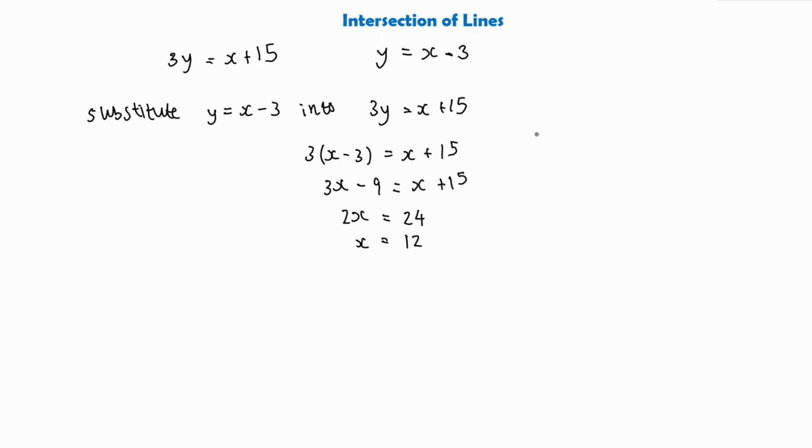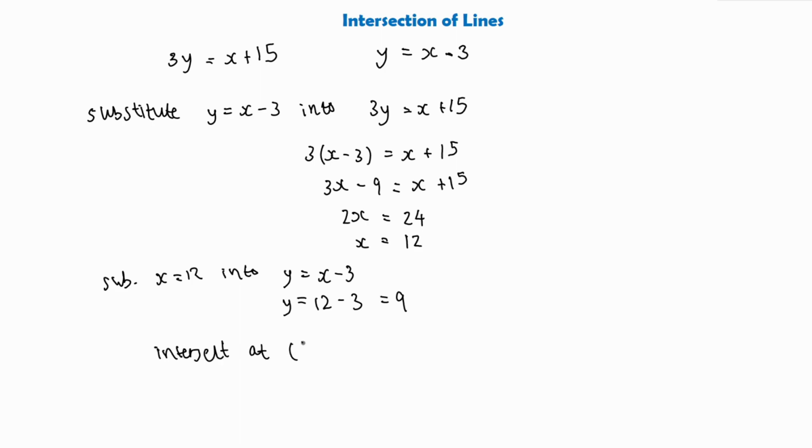And then all we have to do is just substitute x equals 12 into one of the equations. Let's just go with y equals x minus 3. So y equals 12 minus 3, which equals 9. So again, we say that the lines intersect at the coordinate 12, 9. So this is our third method. We've looked at equating, we've looked at simultaneous equations, and we've now looked at substitution.